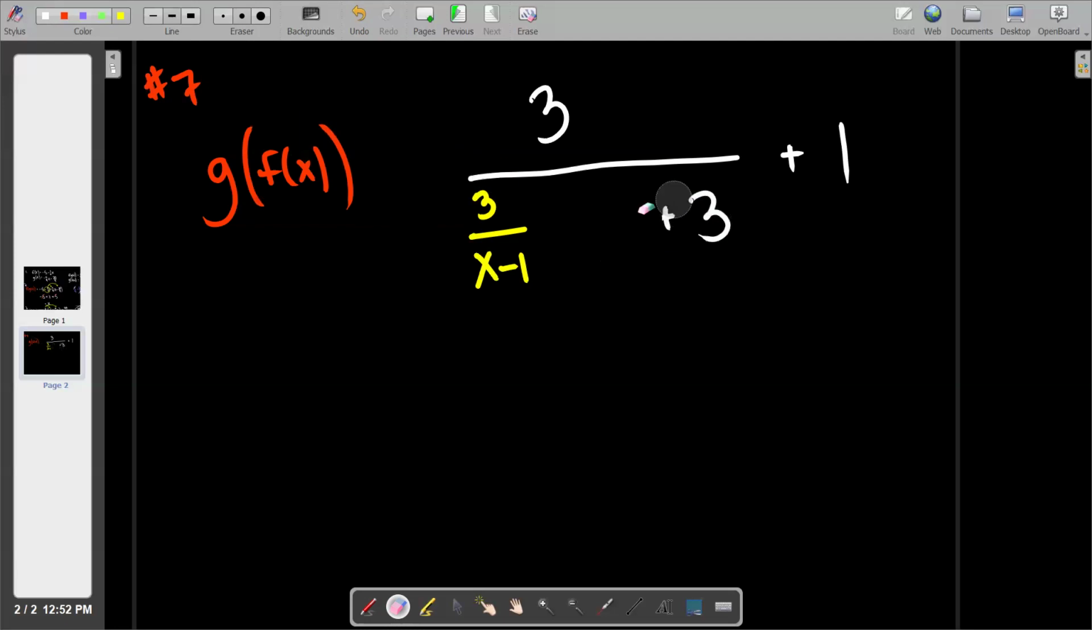In order to make this 3, the white one, the white 3 is a big problem. So what I need to do is make it have the same bottom as the yellow fraction. And in order to do that, I need to multiply it by something.